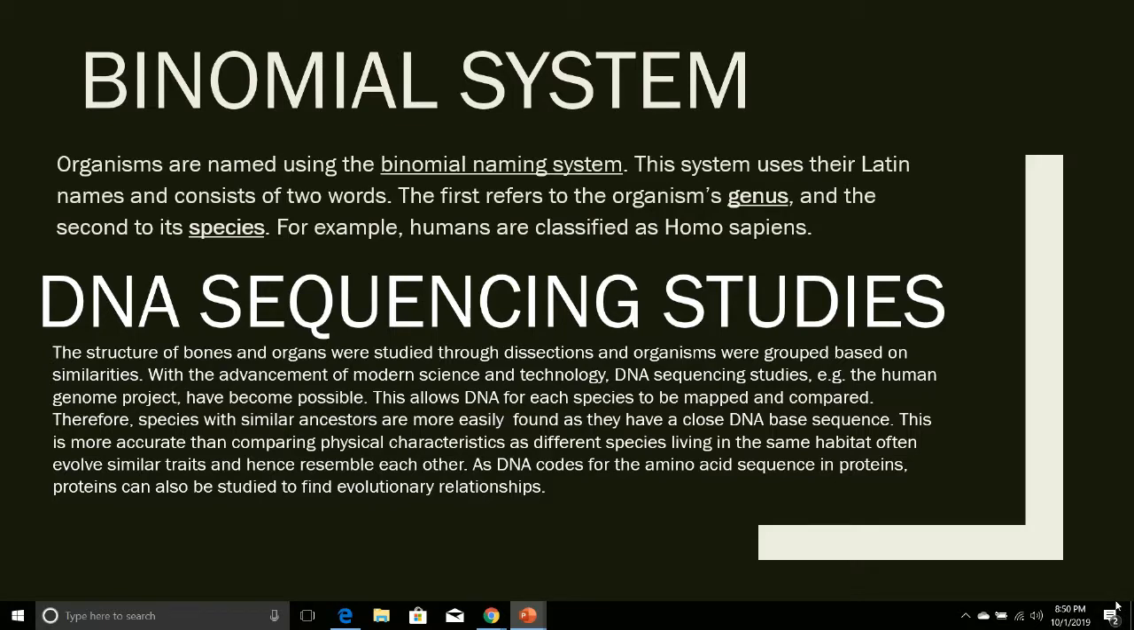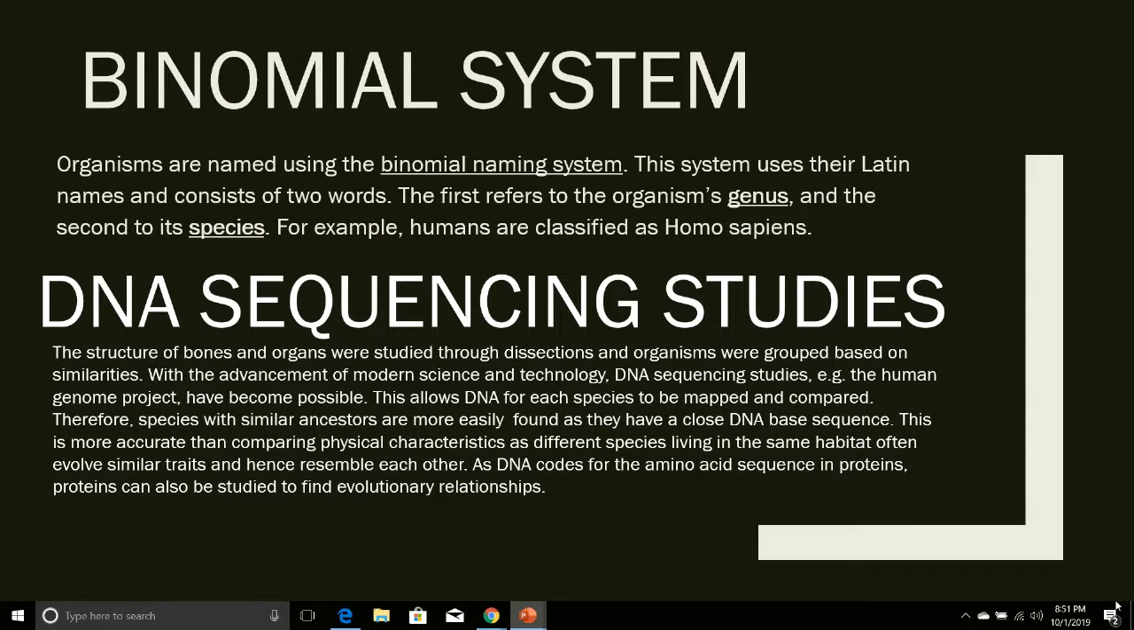Binomial system. Organisms are named using the binomial naming system. This system uses their Latin names and consists of two words. The first refers to the organism's genus and second refers to its species. For example, humans are classified as Homo sapiens.